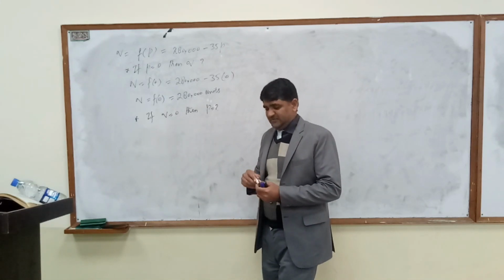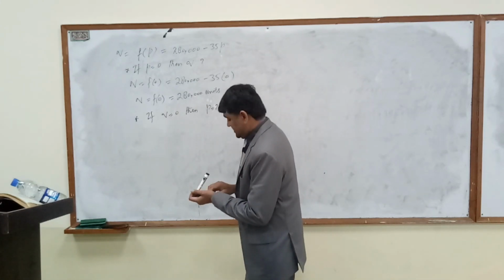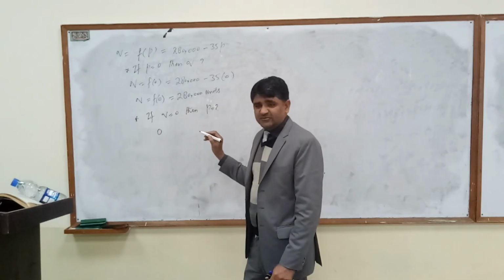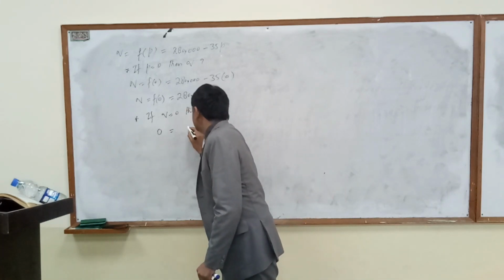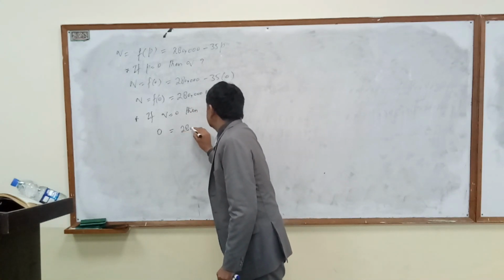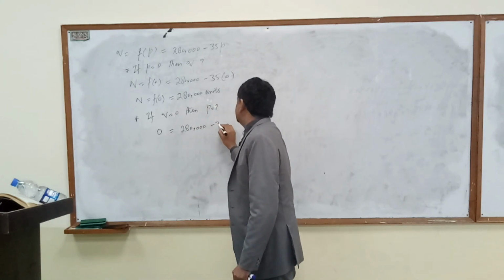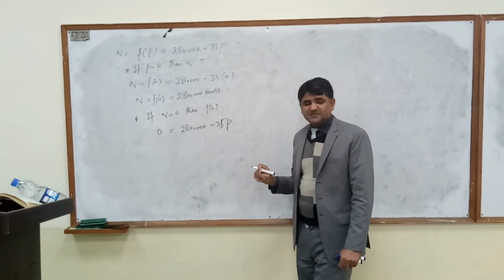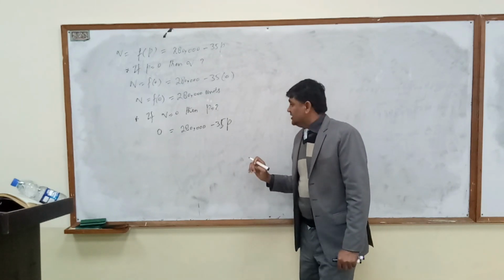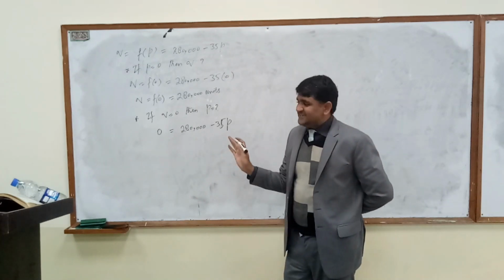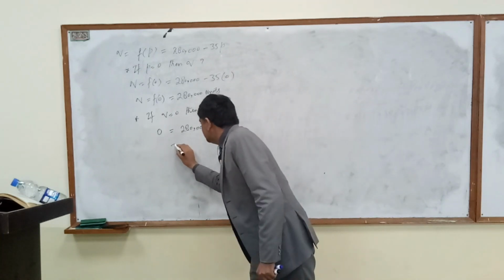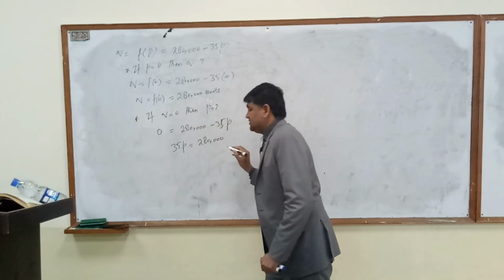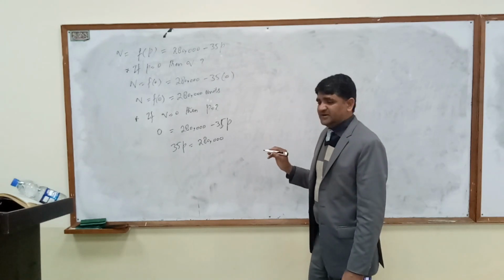What can be the maximum price? If Q is equal to 0, then 280,000 minus 35P equals 0. Is it a first degree equation? Yes. How to solve? Variables on one side and constants on the other side. Shift the variable: 35P is equal to 280,000. Then we can simplify.